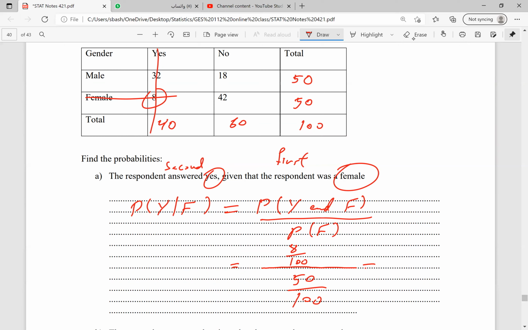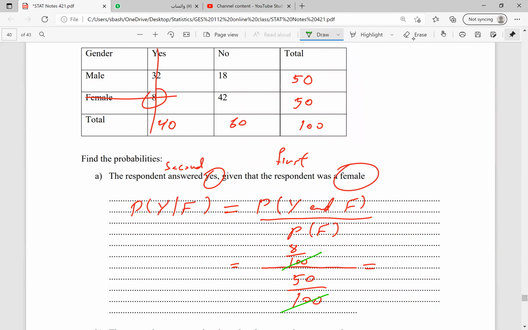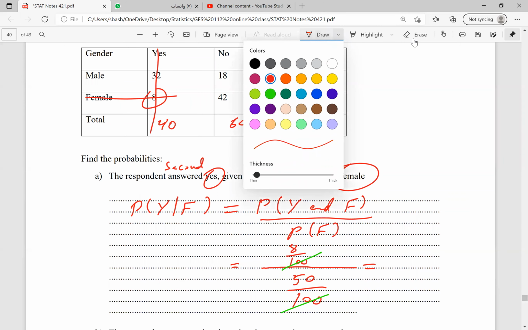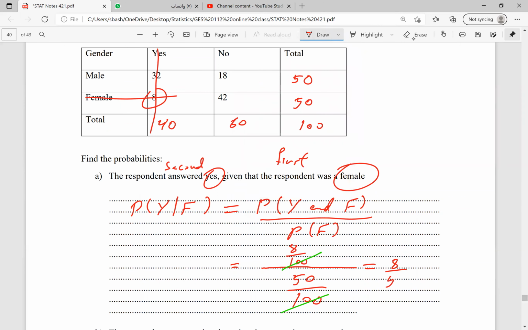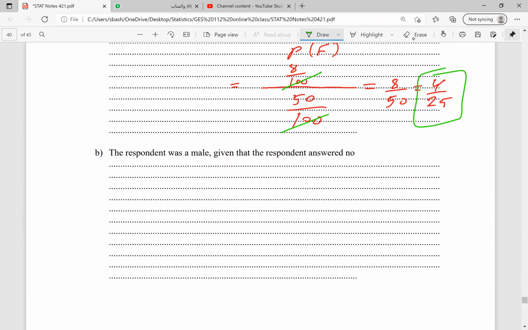So the answer will be, cancel these two, just simplify it. It is 8 over 50, or divided by 2, 4 out of 25. So the probability of getting yes, given that the respondent was a female, is 4 out of 25. Second one: the respondent was a male, given that the respondent answered no.